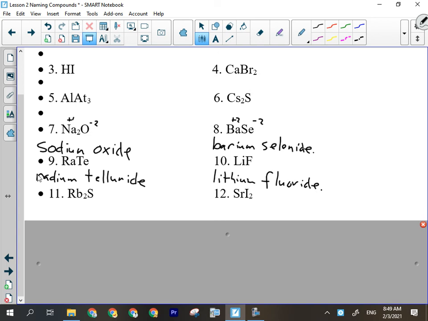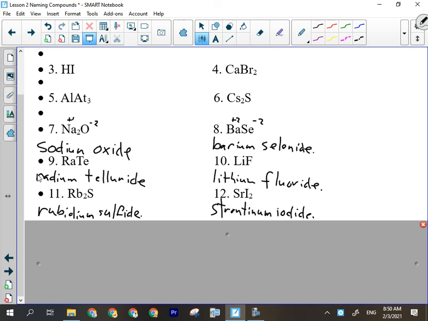If you've got questions on these as we go, don't wait for me to ask, guys. And for number 11, we have rubidium with sulfur. So that'll be rubidium sulfide. And for number 12, we have strontium iodide. Questions on any of those? Hopefully those seem kind of familiar.